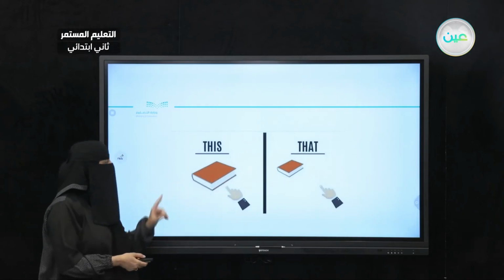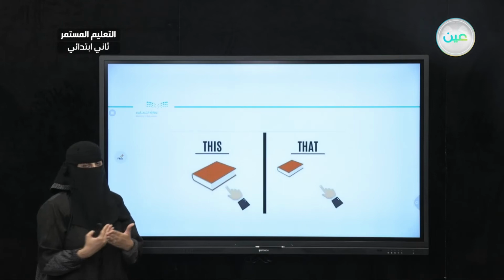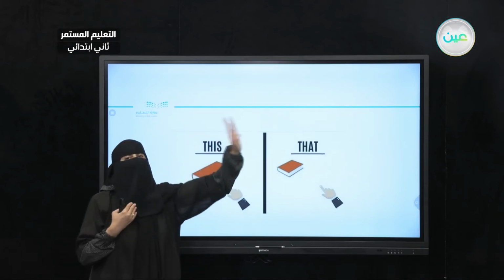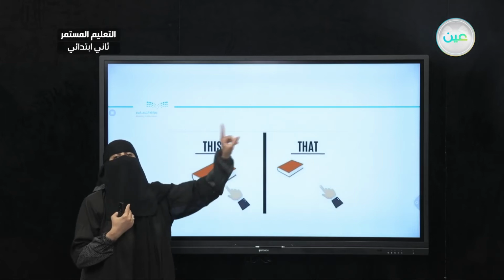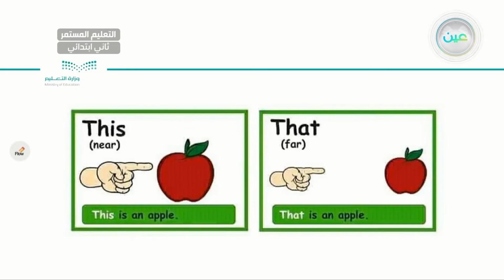To your left, I have a book which is close, so I'll be using this: this is a book. Next one, I have a book which is far away. I'll be referring to that book by saying that is a book. Let me give you more examples. Here I also have an apple, one apple. Near: this is an apple, so the apple is close to me. But let's say the apple is far away. That is an apple. Very good.